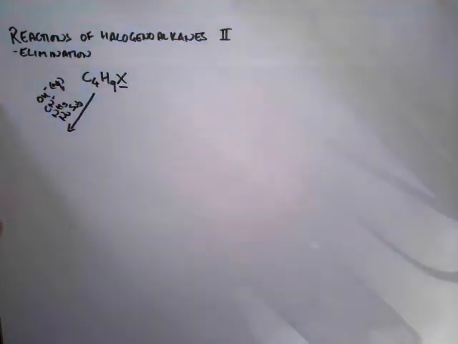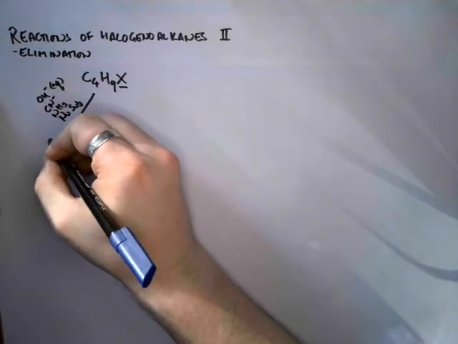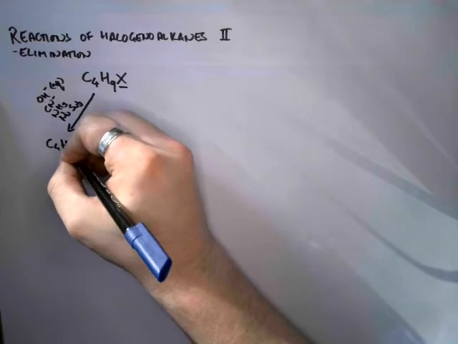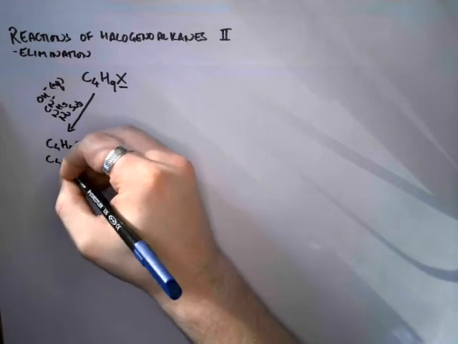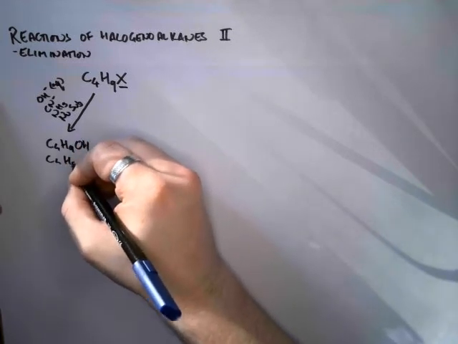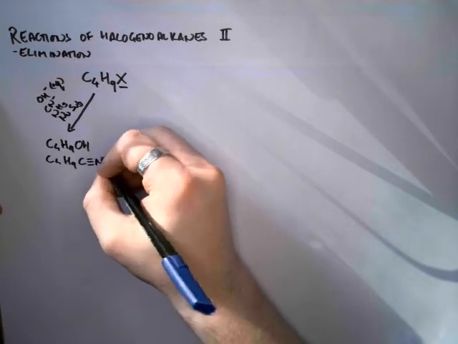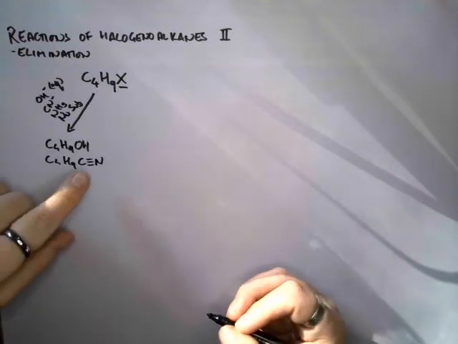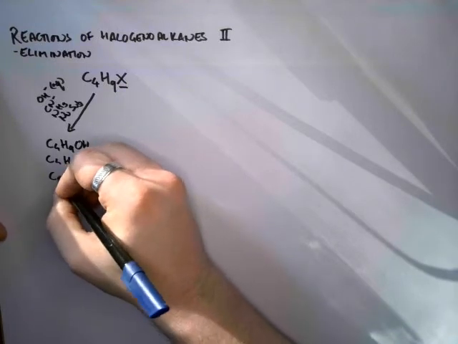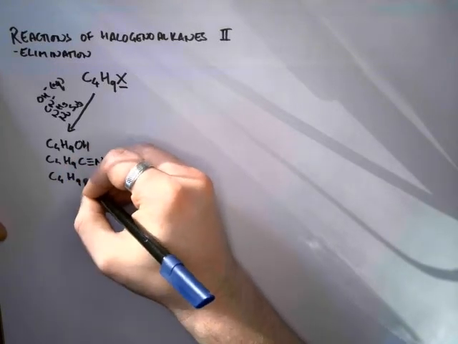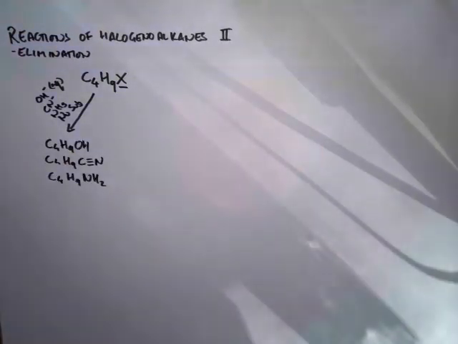And what that's usually going to end up producing is we switch it out and we're going to end up with C4H9OH. C4H9, and then we're going to have this CN group attached on the end, coming off where the halogen was, so that's your nitrile. And then we're going to have C4H9NH2. So that's my substitution reaction.